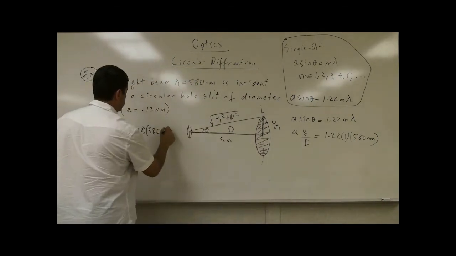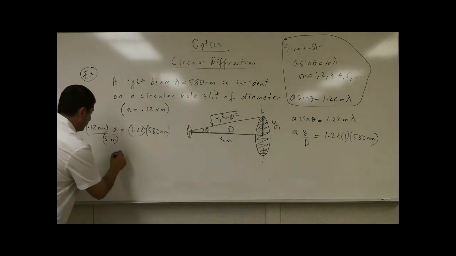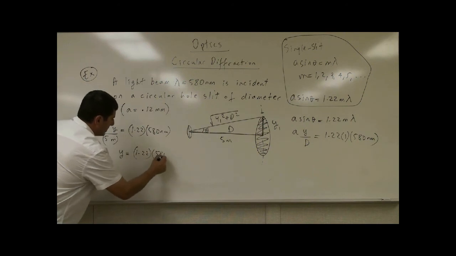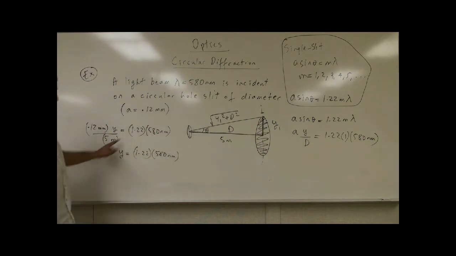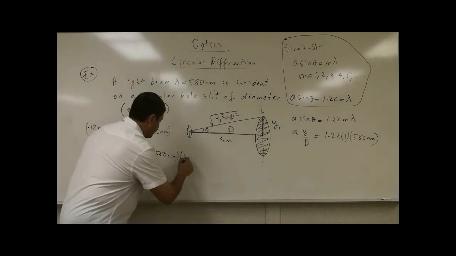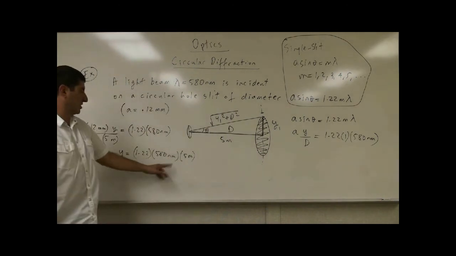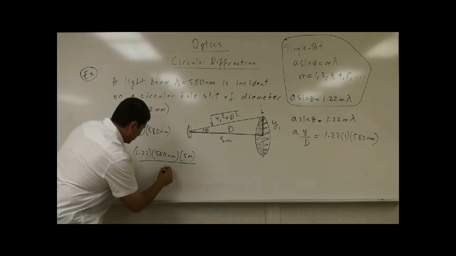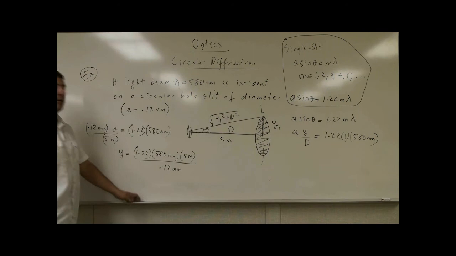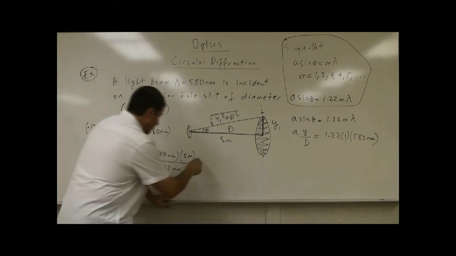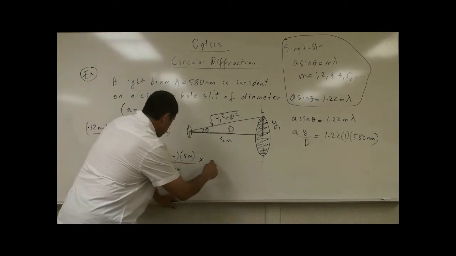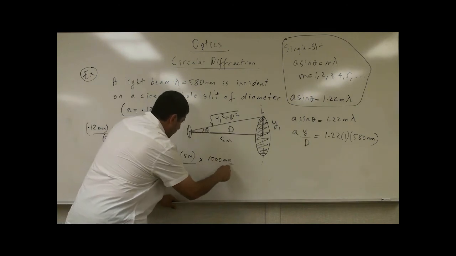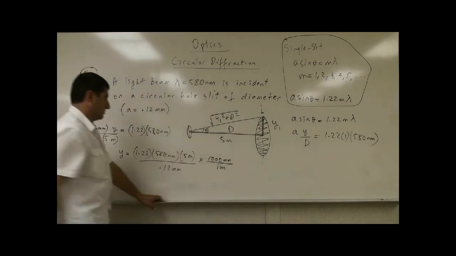So let's calculate this. When we calculate y, we have y equals 1.22 times 580 nanometers, and then we multiply this by 5 meters. Then we can bring this down here, 0.12 millimeters. Now I can convert everything to meters. 1,000 millimeters is 1 meter, right?